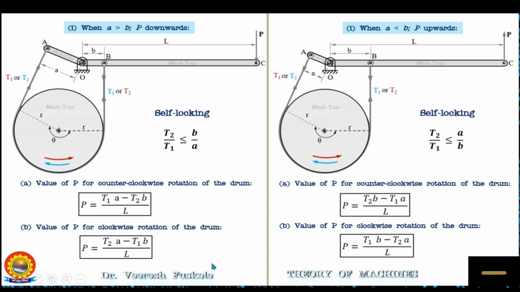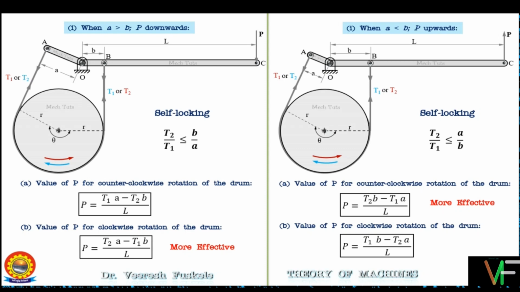And similarly, for case 2, when A is less than B and the force P is applied in the upward direction, the effort P required is less when the rotation is in the counterclockwise direction, assuming the brake is effective. So, in case of A greater than B, clockwise rotation will be more effective, and in case of A less than B, counterclockwise rotation will be more effective. Now it is seen in the above discussion that the differential band brake is more effective only in one direction of rotation of the drum.